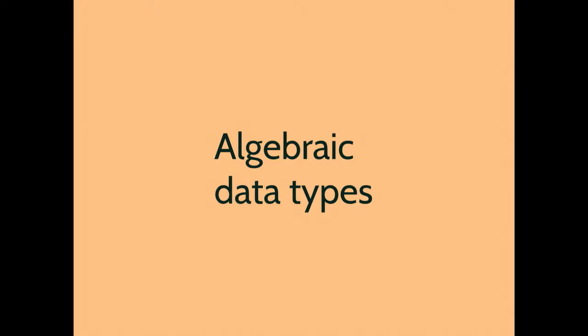So Haskell also has algebraic data types. We can specify our own types, and they're algebraic in the sense that they have an algebra, and the algebra is that they are composed of ands and ors. So it's sort of like a Boolean algebra, and also functions.